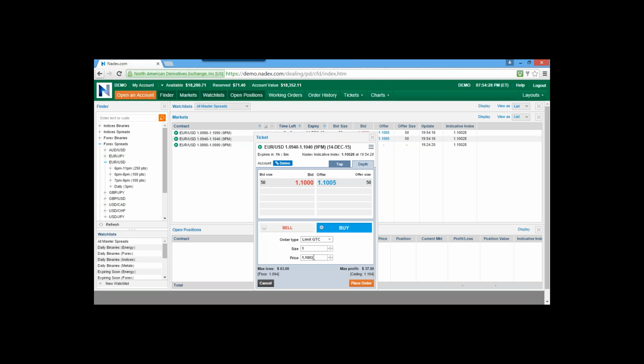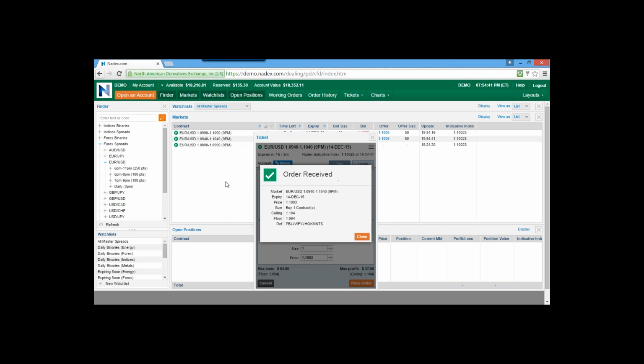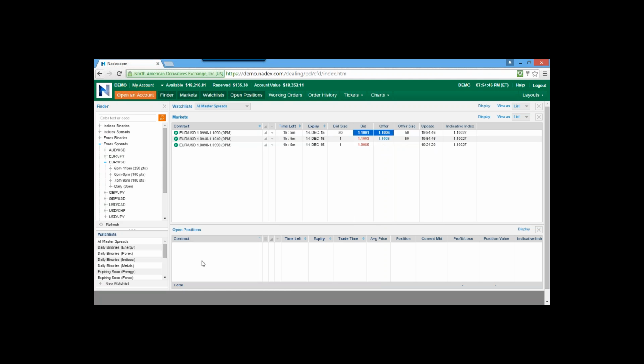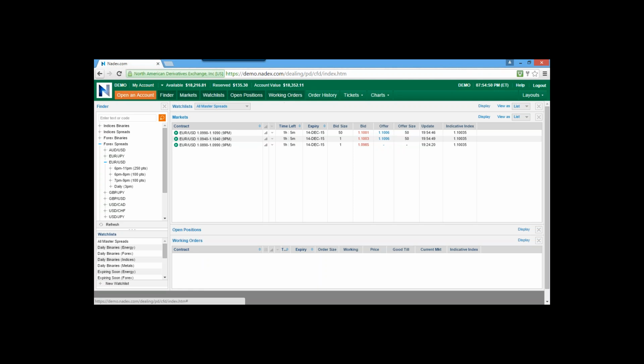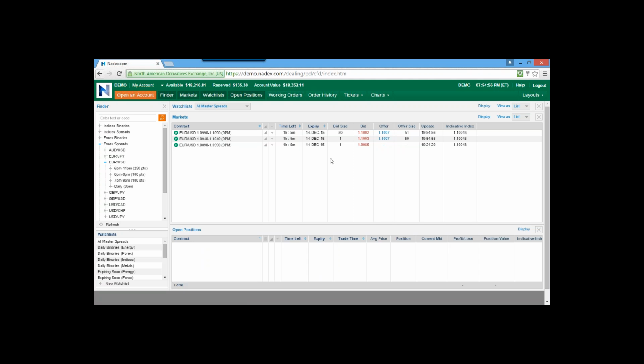Every order on Nadex is a limit order. Whatever price is right here, that's saying I will buy this spread for this price or less, but no more. So if I say place order, well, hey, what happened? It's not in open orders. Where is it? It's up here in working orders. Well, why is it in working? Why is it in pending? Well, because the market didn't get down to where I placed that order at yet.